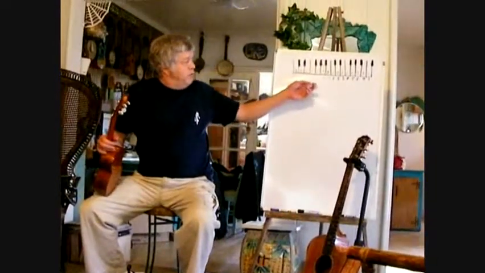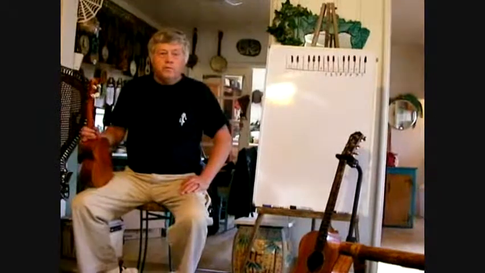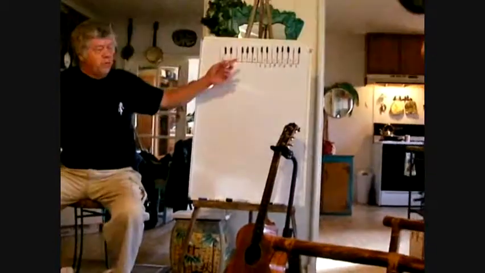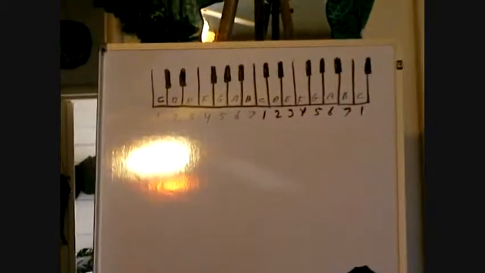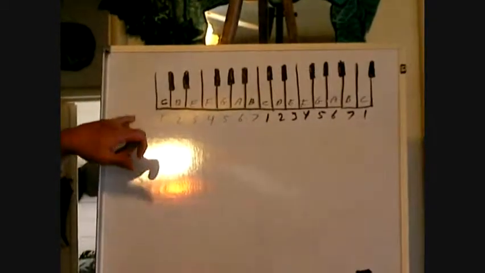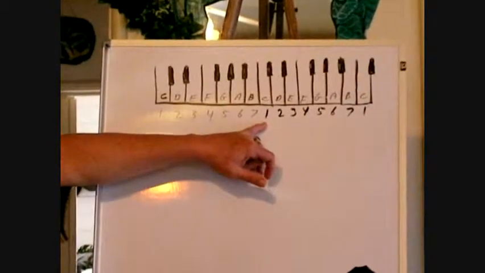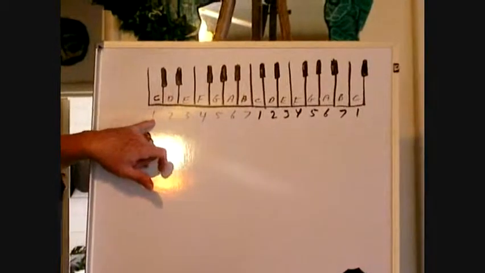The pen was nice enough to draw me a little keyboard picture over here. To go really basic, you're going to go through A through G. There's A, B, C, D, E, F, G, but we're going to start from C and go to C, and that's an octave.